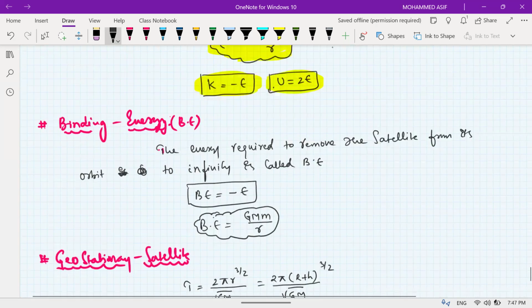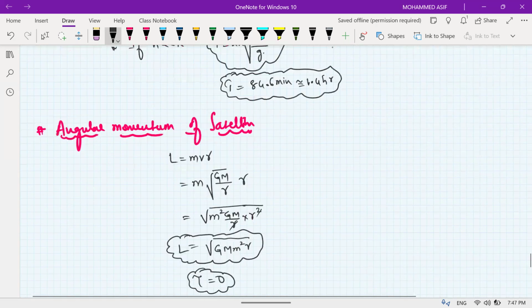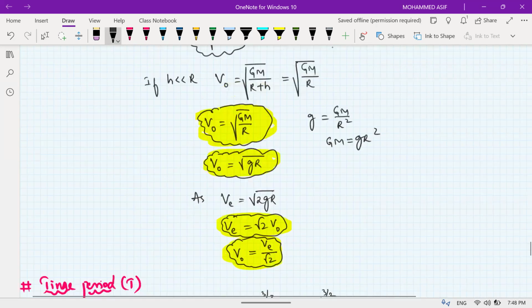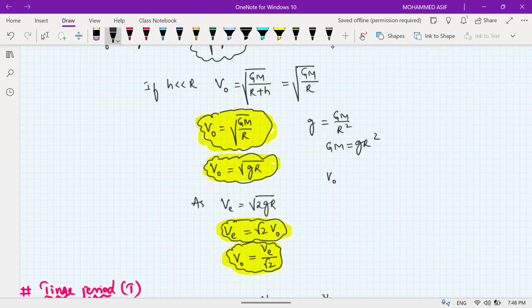What is the orbital velocity, beta, the speed with which the satellite is revolving on the circular path? I forgot to write this one. So orbital velocity V naught is almost equal to 8 kilometer per second. 7.9, let's take, but for calculation you can take approximately 8 kilometer per second. So every satellite which is revolving around the surface of the earth will be moving with a speed of what? 8 kilometer per second. Am I clear?